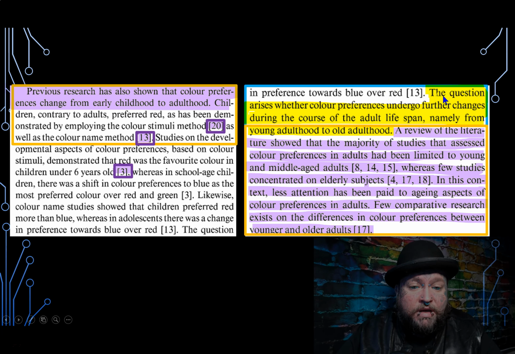They find other things like the question arises whether color preferences undergo further changes. Okay, well, that's what they're wanting in this paper. So does it from further adulthood? And a review of the literature has shown that the majority of studies that assessed color preferences in adults had been limited to young and middle-aged, whereas studies centering on elderly subjects are few.